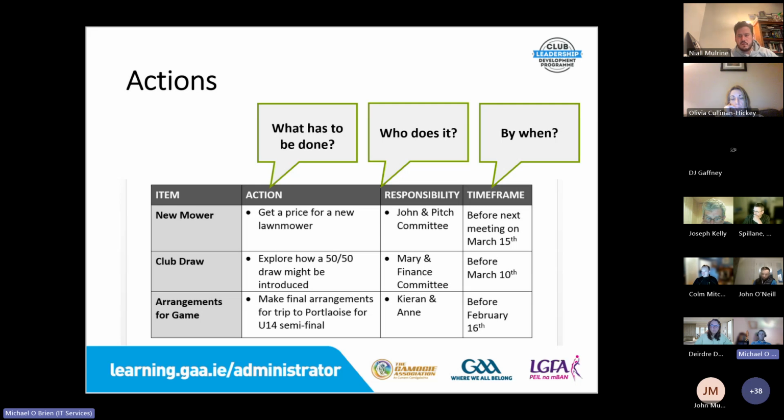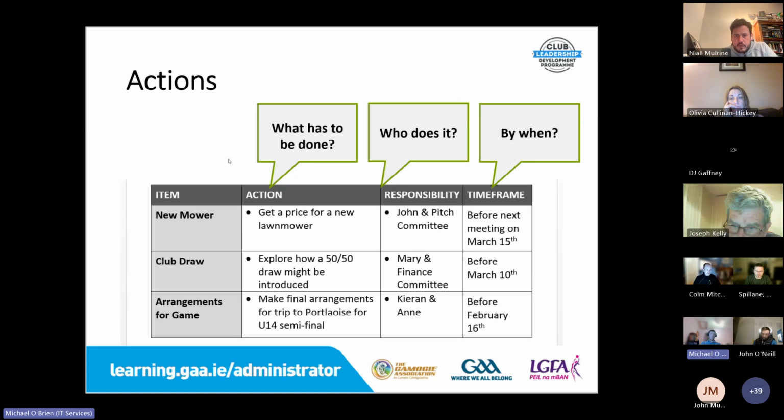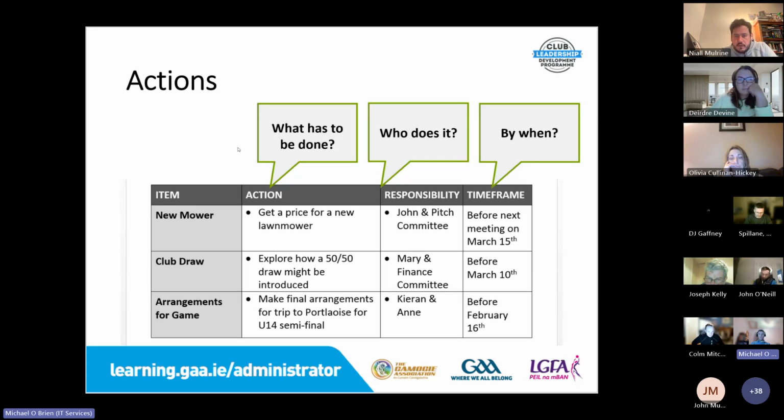So it's a simple document that you can track all these items on. And as I said, if you add a bit of colour to it, as in a red, if something's overrun your agreed deadline, amber, if something's coming close to your agreed deadline, and green, if it's completed, at a glance, you get a good understanding of where your items are at. And again, as I said, we don't have to reinvent the wheel. This can be downloaded from learning.ga.ie, and it's a template you can use going forward.